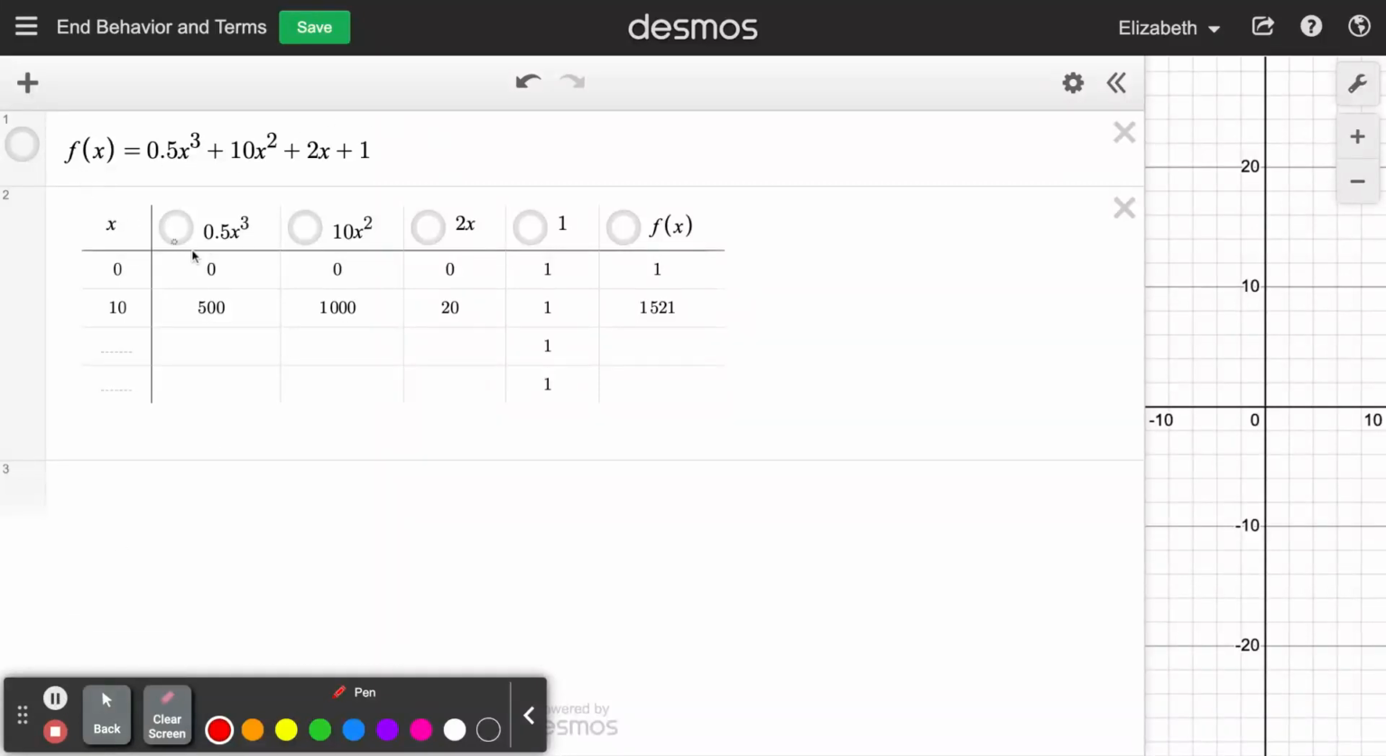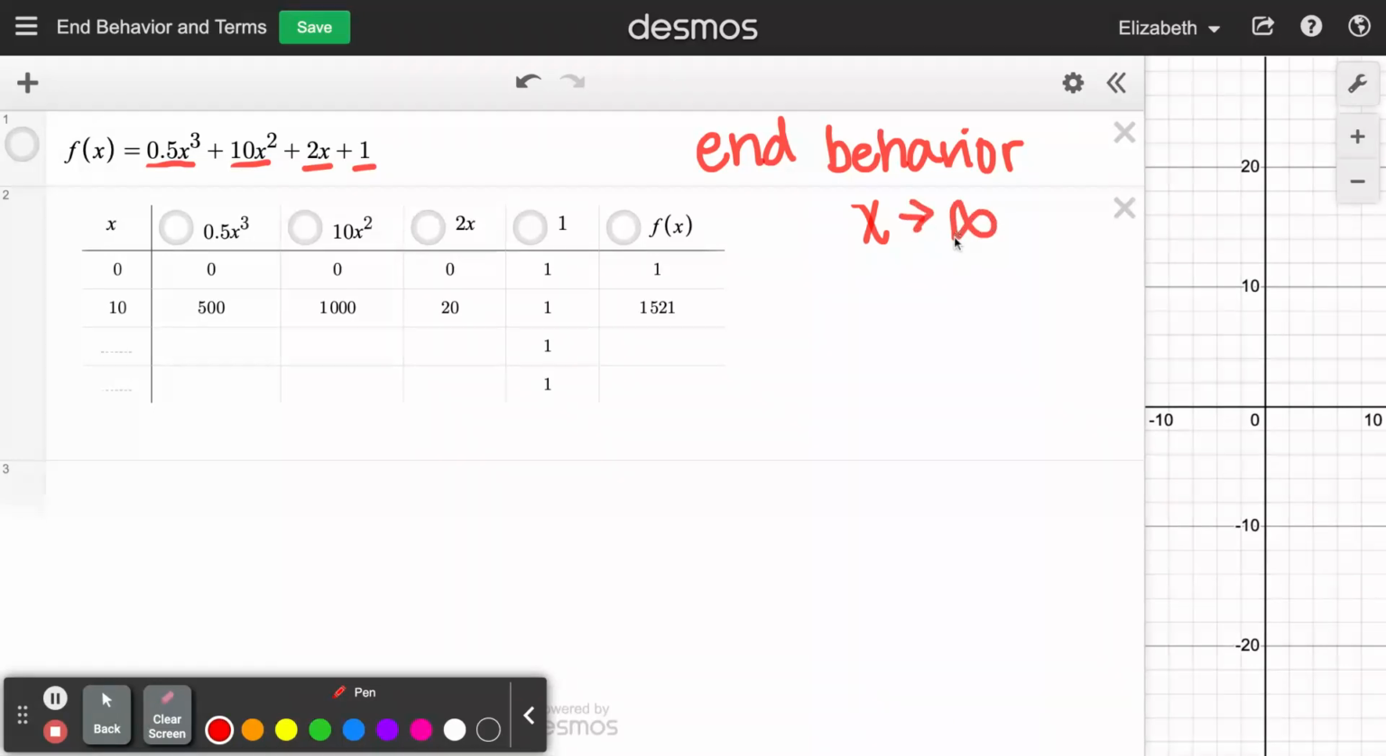All right, in this video, we're going to look at what effect each of these terms has on the final value of the function. So we're still continuing to think about end behavior and trying to figure out how we can think about end behavior from an equation. So we're going to look at what happens as we take the value of x and we head to infinity. So what happens as x approaches infinity?